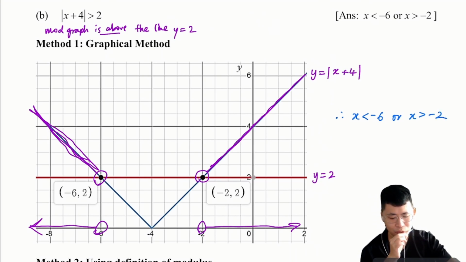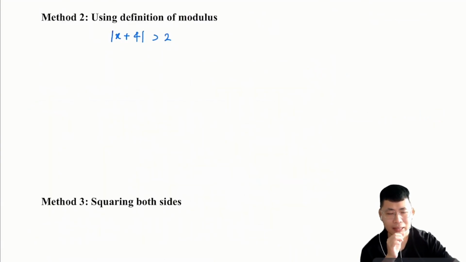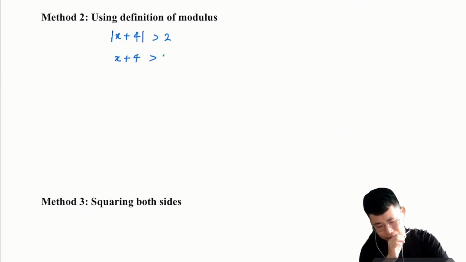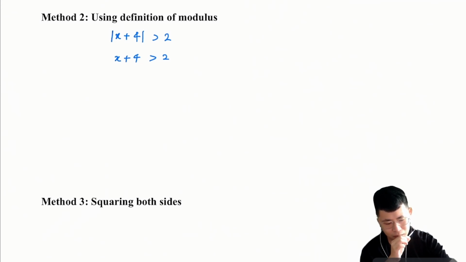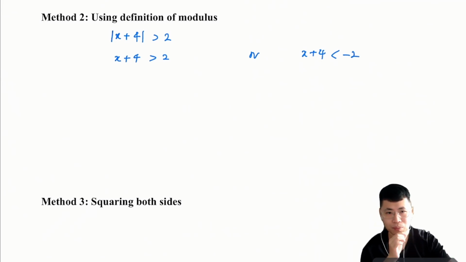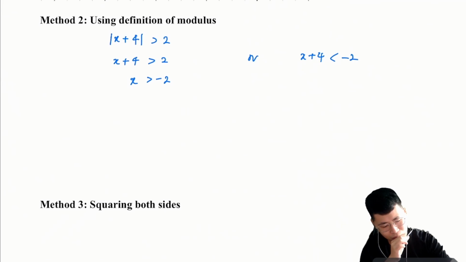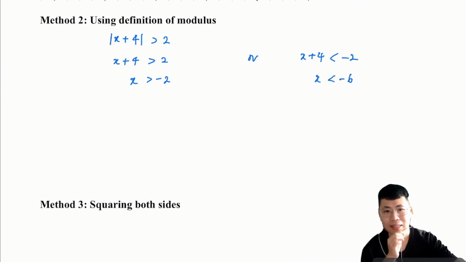Okay. So looking at the graphical method, we will be able to determine the range of x for which it satisfies this condition. Looking at the definition of modulus, if it's more than 2, when we open up the modulus, it will be x plus 4 more than 2, or x plus 4 less than negative 2. Then it will be very simple to solve. So then we have our answer like this.